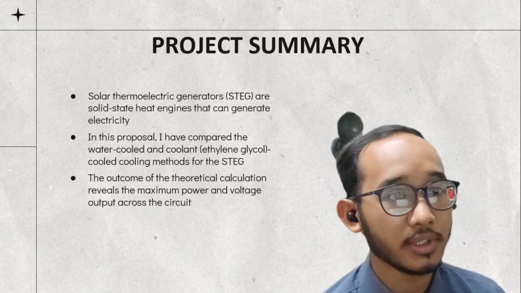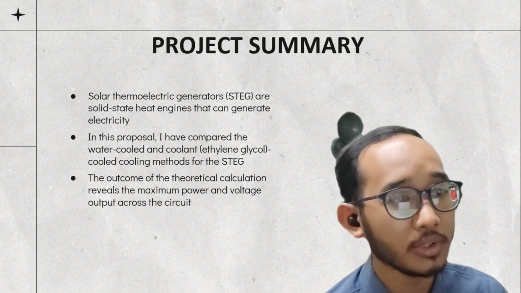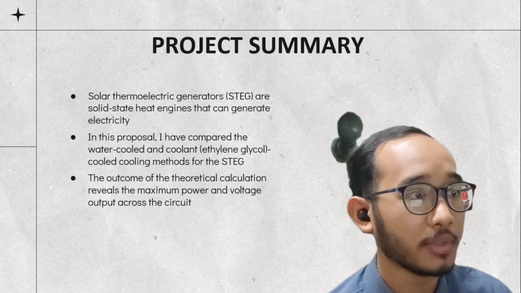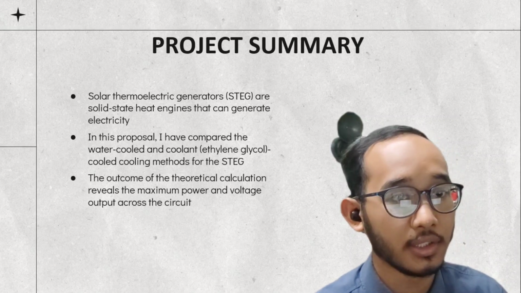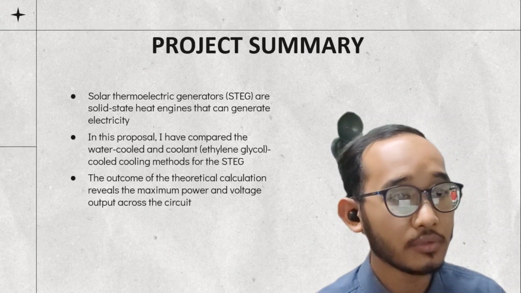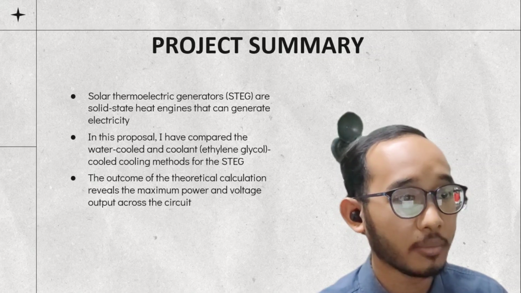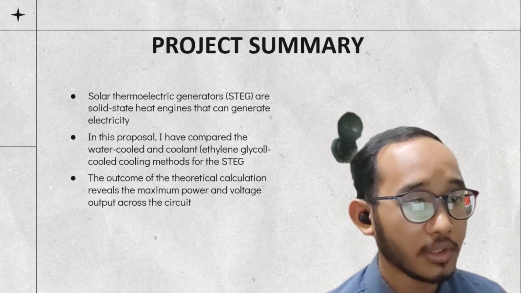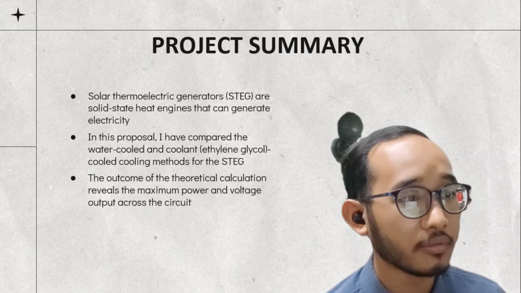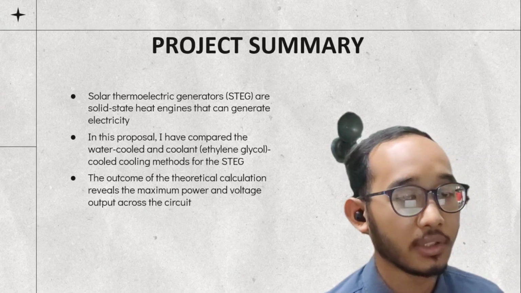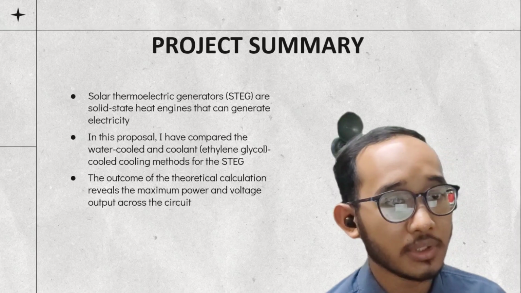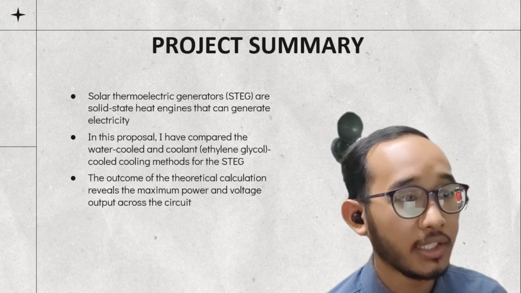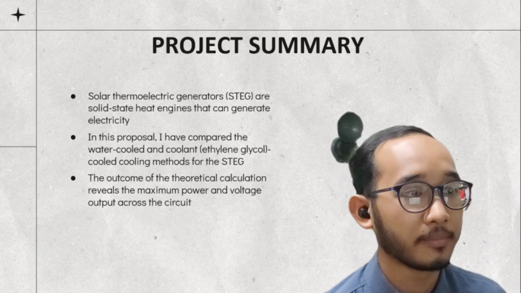In this proposal, I have compared the water-cooled and coolant-cooled, which is ethylene glycol, cooling methods for the STEG. The solar concentrator used for the STEG model is the parabolic dish. The outcome of the theoretical calculation reveals the maximum power and voltage output across the circuit. For future advancements, it will depend on the system's capacity to produce the highest temperature gradient.